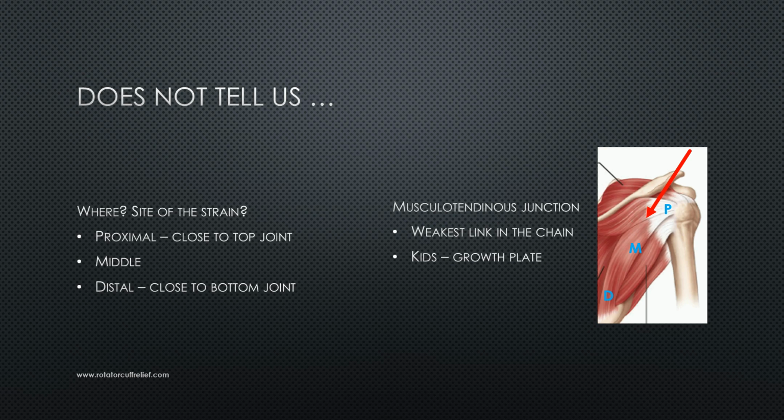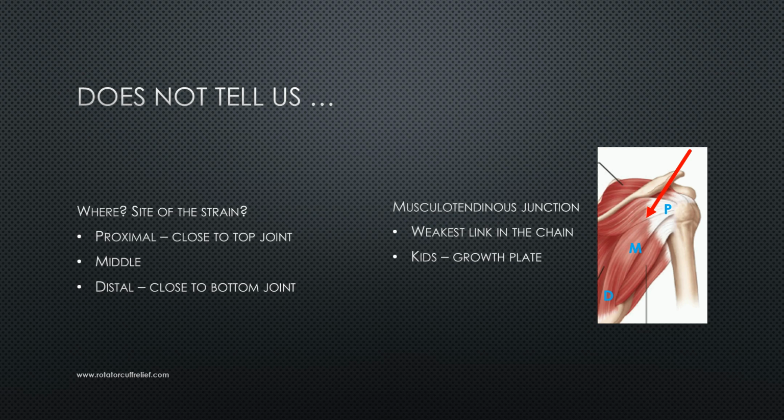Also, there's an area called the musculotendinous junction, shown by the red arrow. That's the area where the muscle joins to the tendon, and it's the tendon that joins to the bone. So right where the muscle and the tendon join together, that's usually the weak link in the chain. However, in kids, it can be closer to the bone, where the tendon inserts onto the bone and can even pull away part of the bone. So in kids, you have a little bit more homework to do to figure out where.